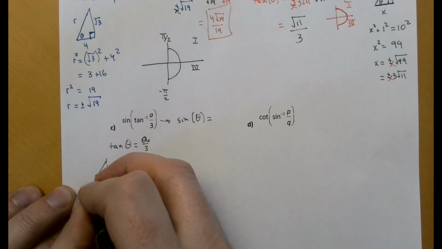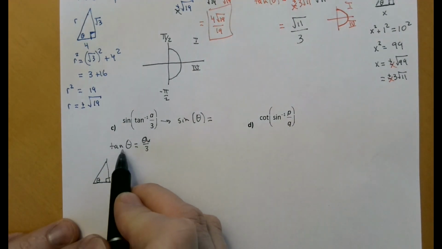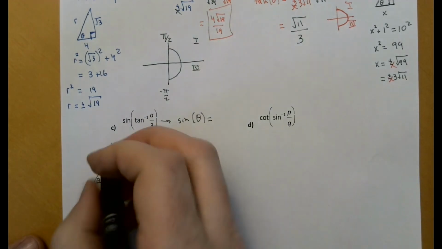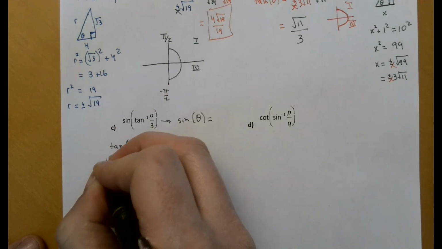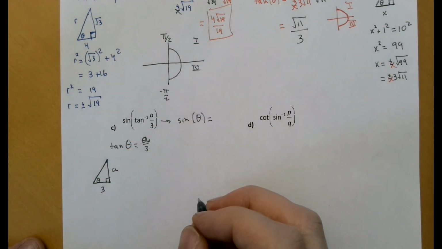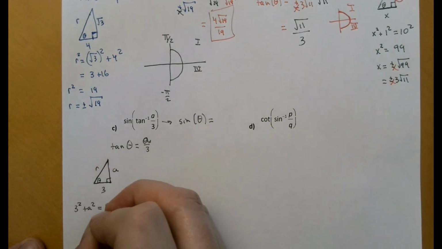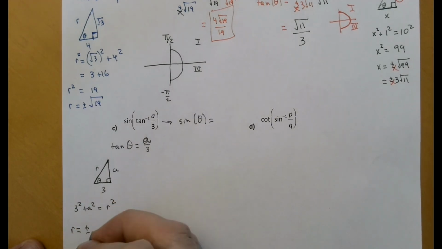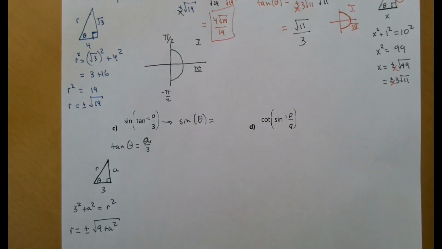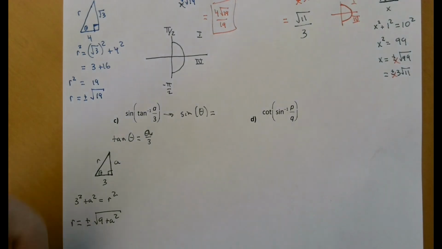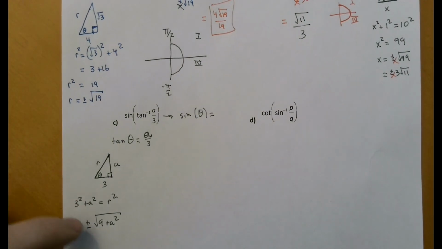Here it is. We'll make this theta. Tangent is defined as opposite over adjacent, so a over 3. So we'll use the Pythagorean theorem to find the hypotenuse, which would represent the r in a unit circle. So that's just 3 squared plus a squared equals, we'll label that as r squared. So r equals plus or minus the square root of 9 plus a squared. Okay, so remember the outputs for tangent inverse are negative pi halves to pi halves. So both of these values could happen.